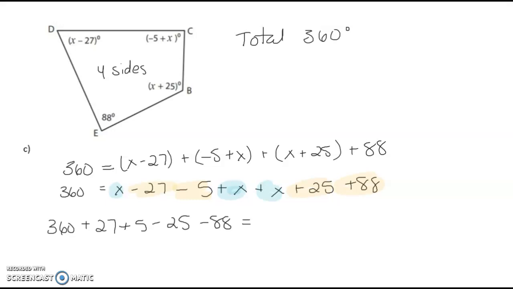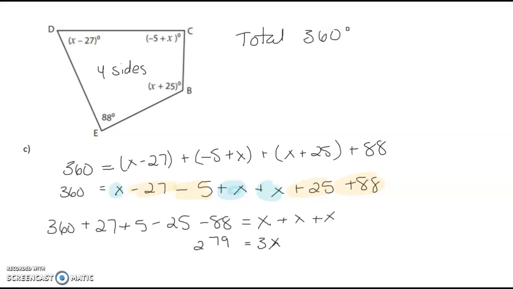And then our equal sign. And then we have 1x plus 1x plus 1x. So x plus x plus x. So this side equals 3x. Okay, we just add them all up. And over here, 360 plus 27 plus 5 minus 25 minus 88. When you put that all into your calculator, you will end up with 279.